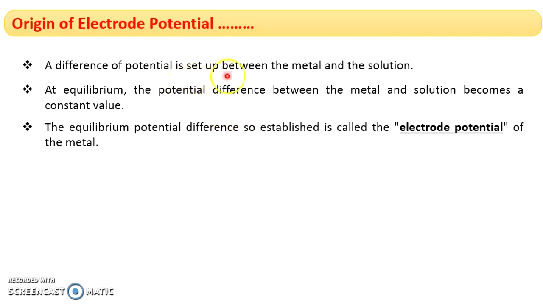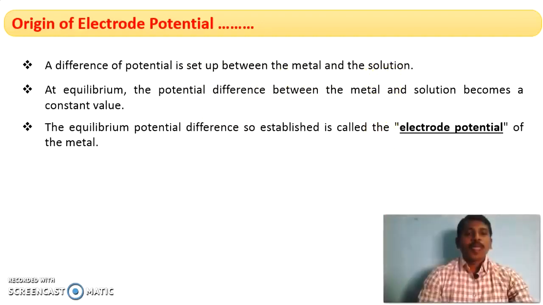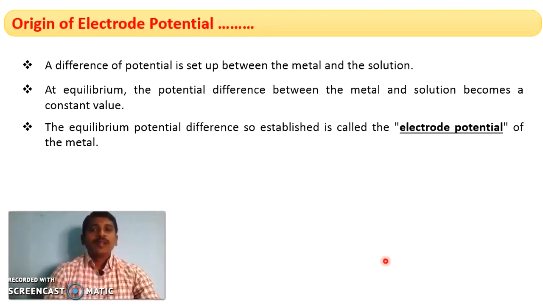A difference in potential is set up between the metal and the solution. After the formation of the Helmholtz electrical double layer, the potential of the electrode is different from the potential of the solution. The potential difference is set up because of the formation of the electrical layer. At equilibrium, the potential difference between the metal and the solution becomes a constant value.